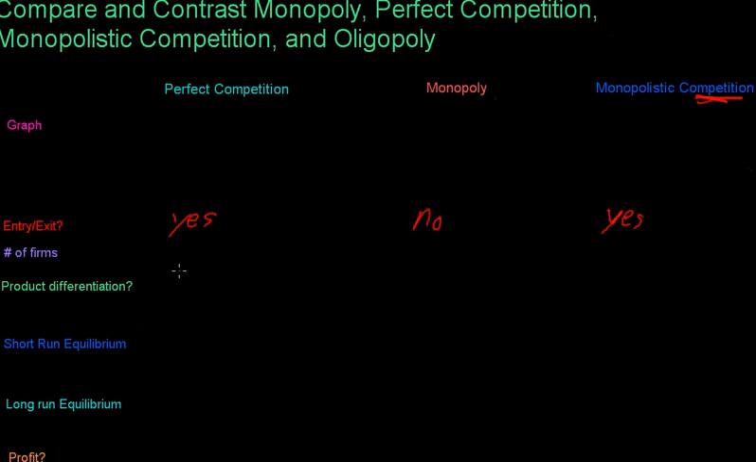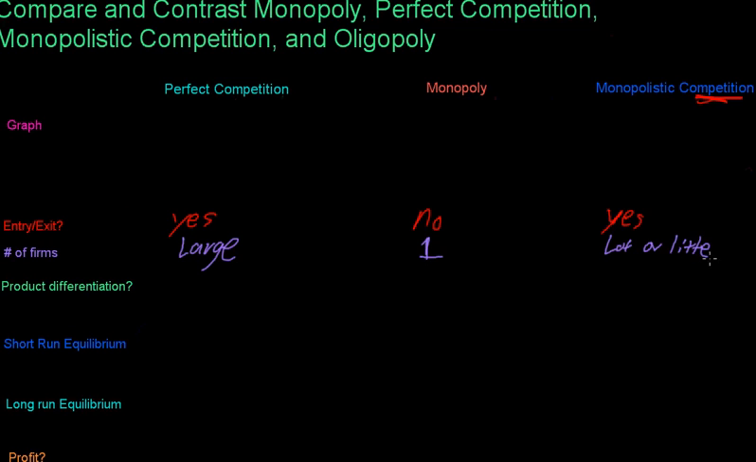So the number of firms in perfect competition is very large. So I'm just going to put large. In monopoly, there's just one, just by definition. In monopolistic competition, there can be a lot or a little, but entry and exit is costless, so I'm just going to put a lot or little.